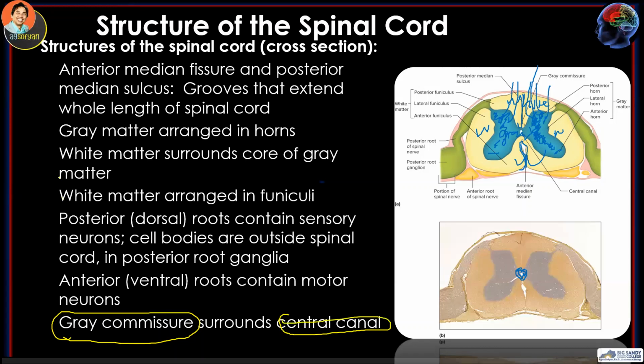Okay, the white matter. White matter surrounds the gray matter, and the gray matter is the processing area. It's arranged in horns. So there are 4 horns on that gray matter.